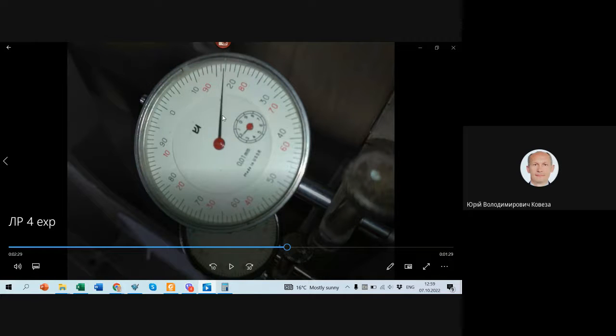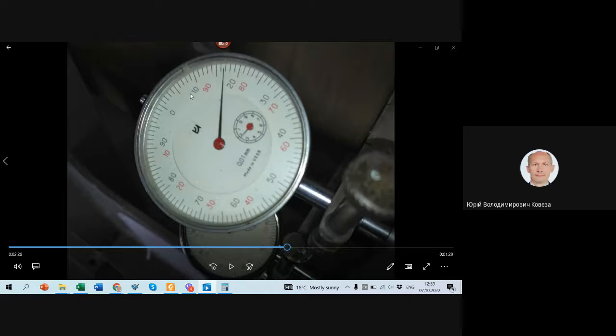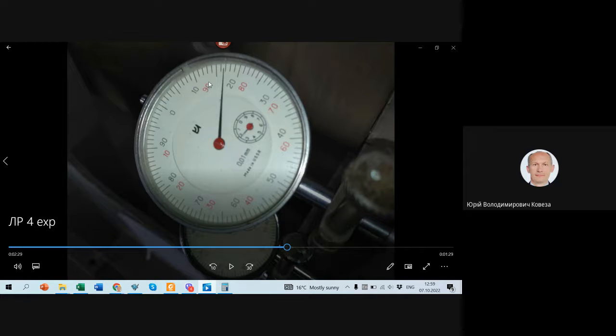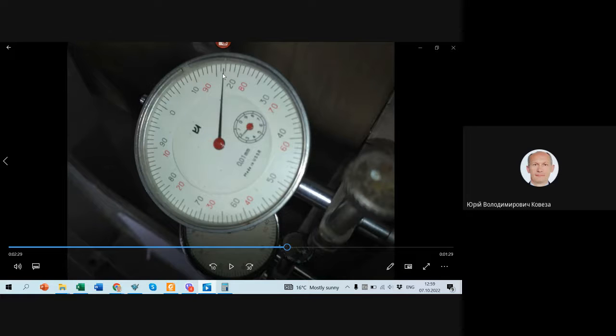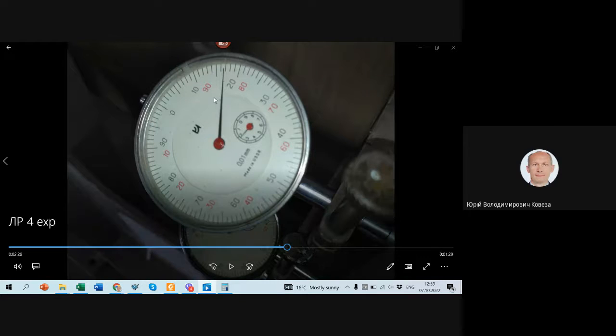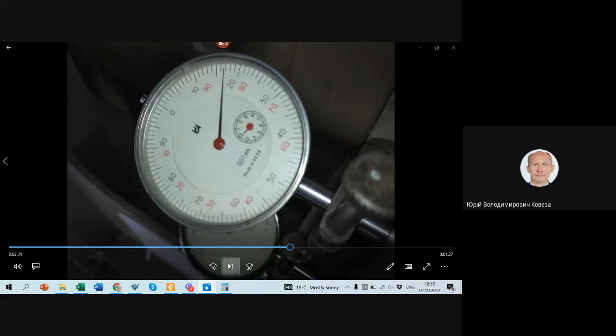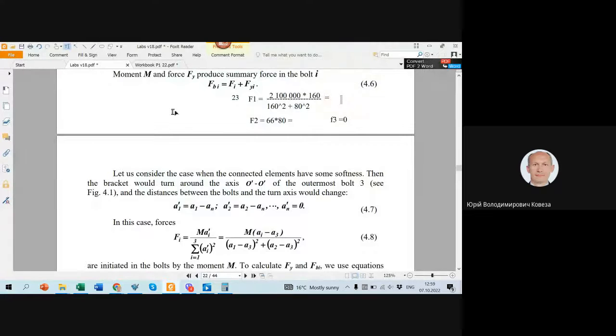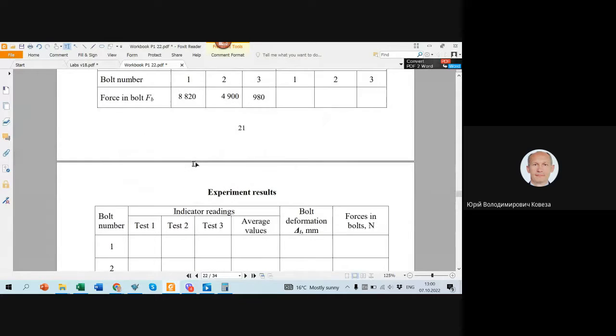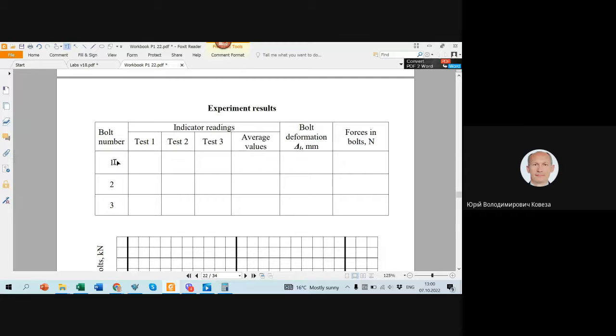So first reading, the arrow was in this position. Now it moves clockwise, and the maximum reading is 5, 15, 16, approximately 17 points. It is not 17 millimeters or micrometers. It is 17 points. Test 1, bolt number 1. This value is 17.